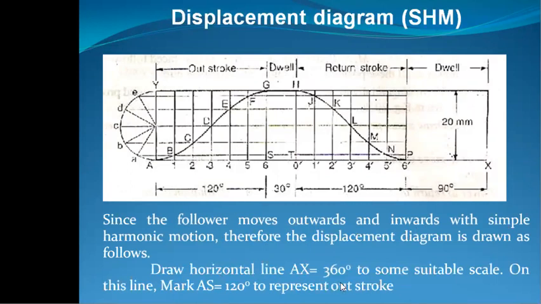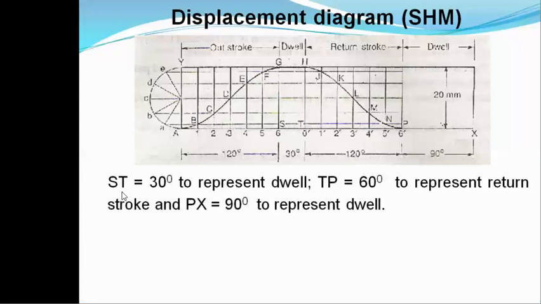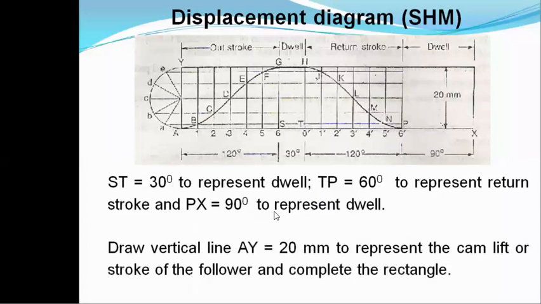Draw horizontal line AX, 360 degrees to some suitable scale, and on this line mark AS, 120 degrees, to represent the outstroke, and ST, 30 degrees, to represent the dwell, TP, 120 degrees, to represent the return stroke, and PX, 90 degrees, to represent the dwell period. Draw vertical line AY, which is equal to 20 mm, to represent the cam lift or stroke of the follower, and complete the rectangle.